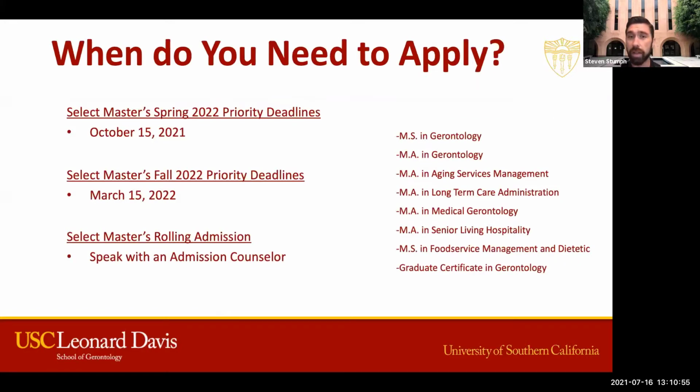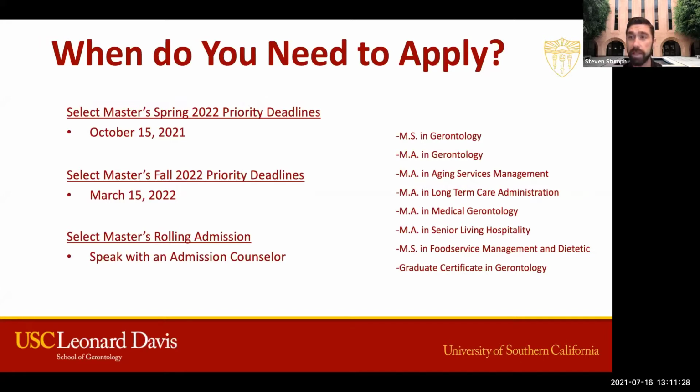So we do have a couple of priority deadlines for these programs depending upon your desired start date. We are still accepting applications for our fall 2021 start date on a rolling basis. If you're interested in starting in fall 2021, I suggest submitting your application as soon as possible. If you're interested in starting in spring 2022, which has a January start date, the application will become available in early fall, around September time, and will be due October 15th, 2021.